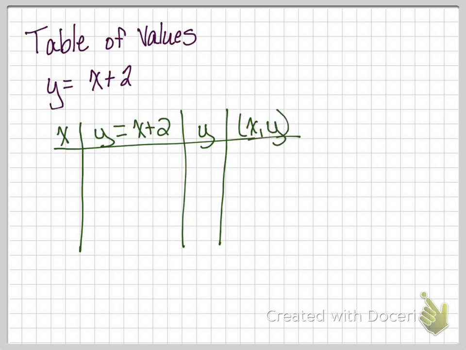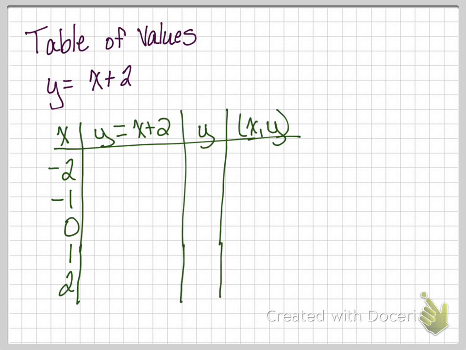Now, it's a good idea to get into the habit of always having some negative values that you pick. So I'm going to do -2, -1. I always do 0. Any graph that I ever do, whether it's linear, quadratic, anything, I always pick x equals 0 because that gives me the y-intercept. So I always pick x equals 0. And then I'm going to do 1 and 2. So I'm going to do the first one, and then I'm going to let you do the rest.